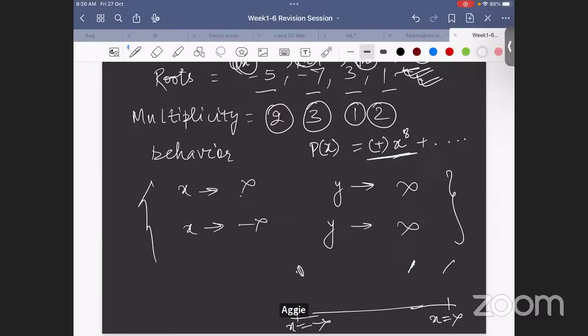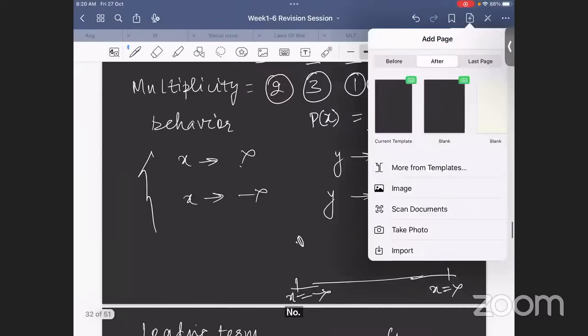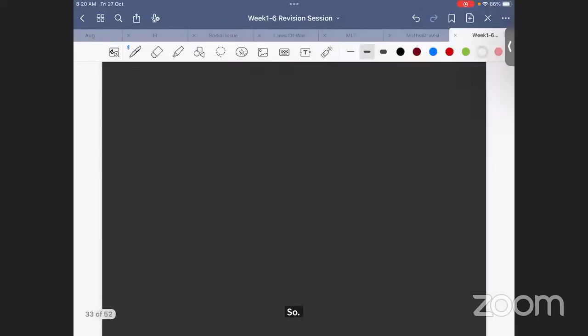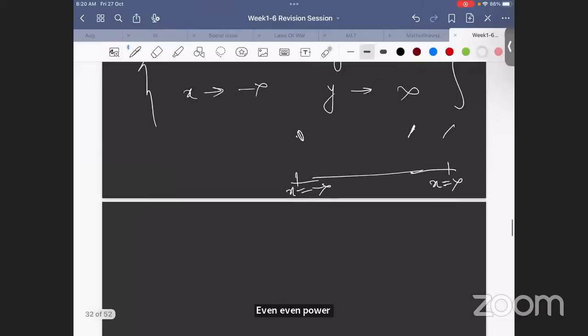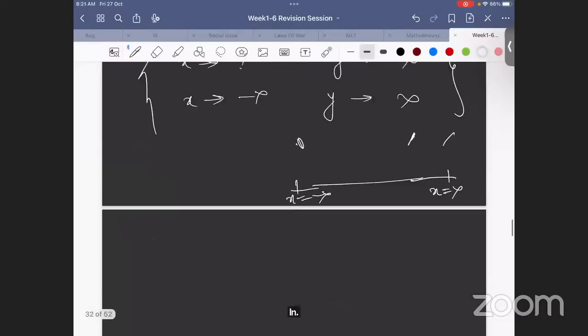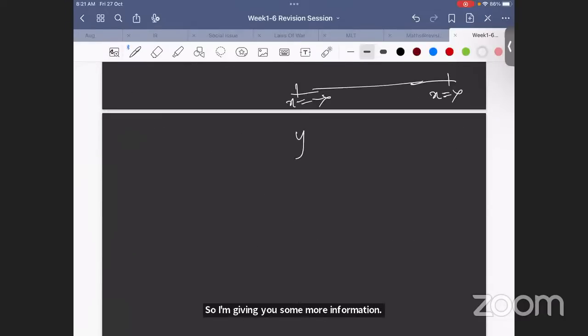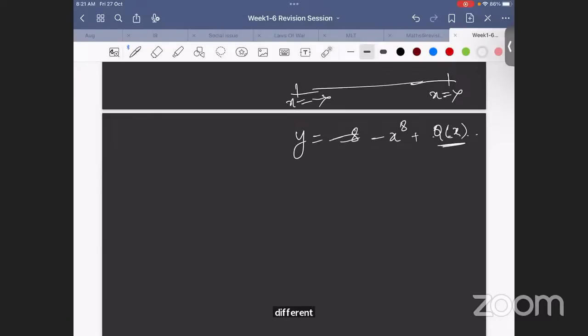Because the power is even. Let me give you some more information. If you have a polynomial like minus x to the power 8, and then some different q(x), and this q(x) has a degree less than 8, so it will be something like x to the power 7, you don't have to worry about this. To know the behavior, you should only worry about the leading term.